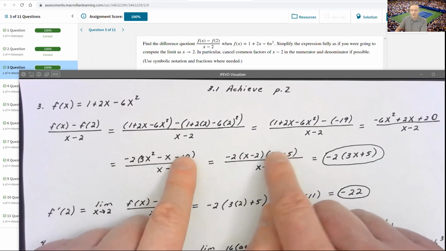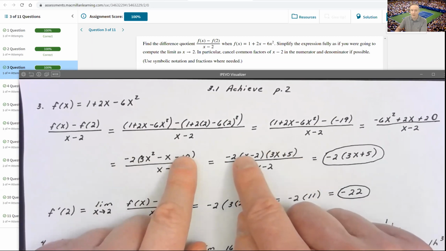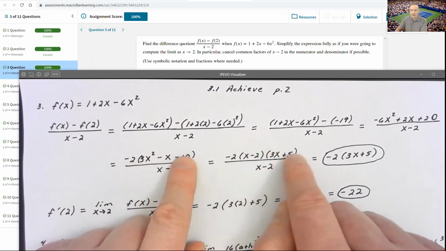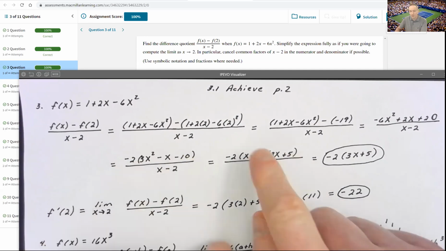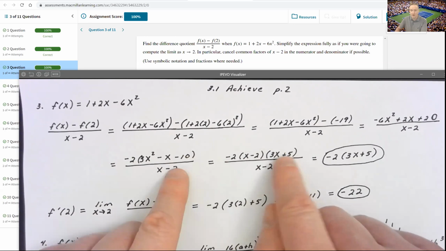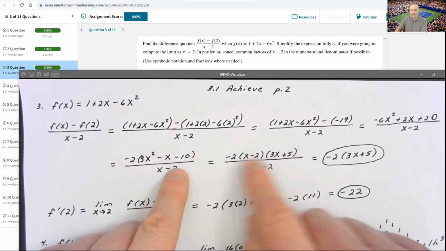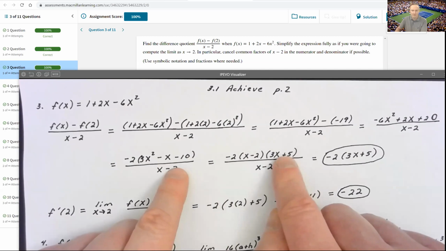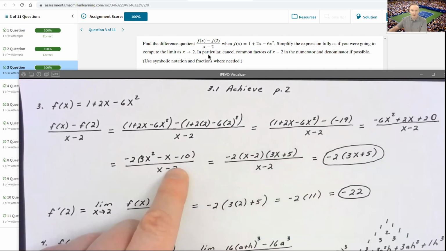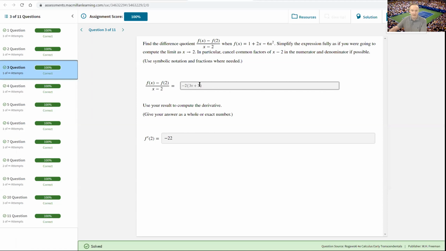And then please notice that'd be 3x squared. You would get plus 5x minus 6x for a total of minus 1x. And then, of course, your minus 10. That is the correct factorization. The x minus 2's cancel out, and we're left with negative 2 times 3x plus 5. That's what I put for my first answer here. Now, the second answer, it's wanting us to compute the derivative and evaluate it at 2.